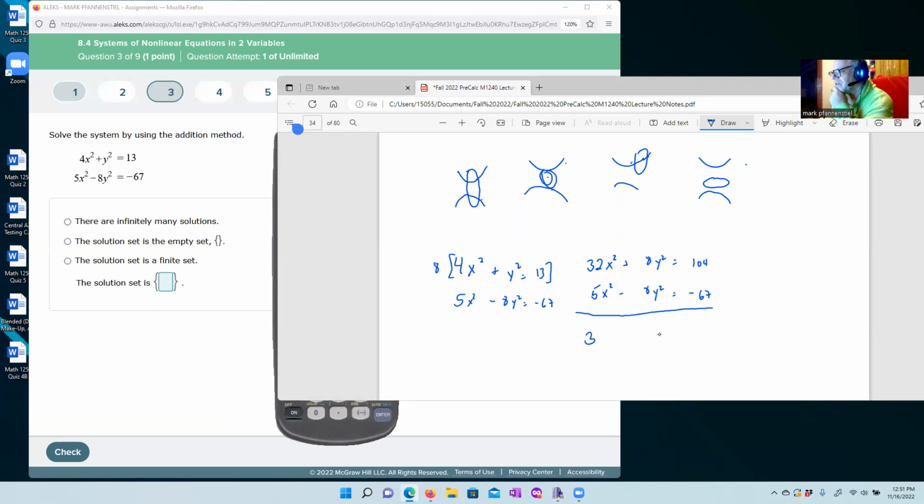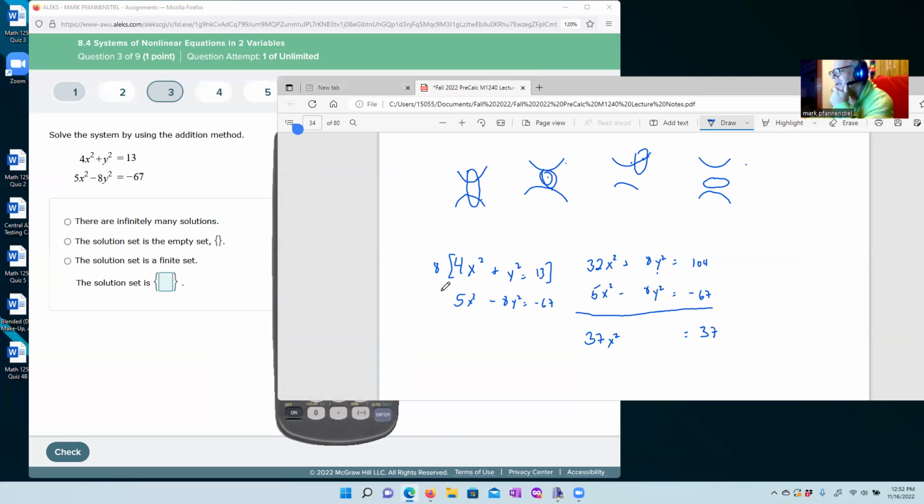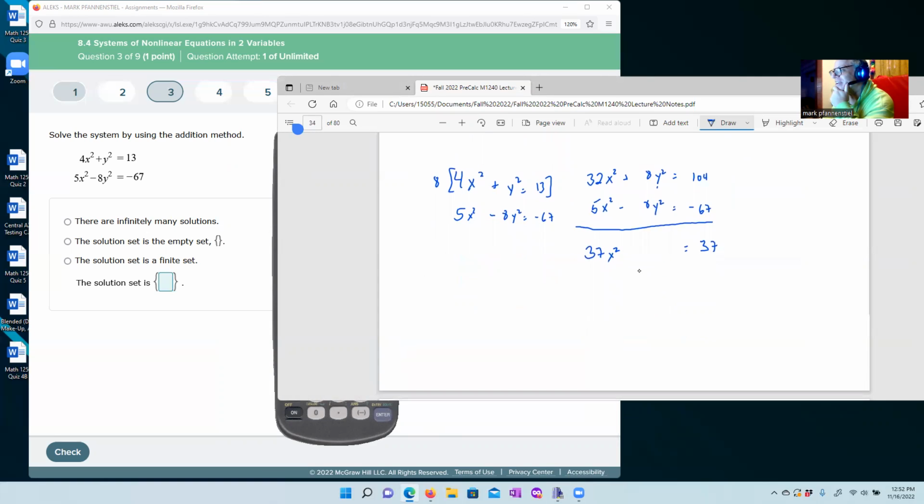Okay, add these two together. 32 plus 5 is 37 x squared. 8 minus 8 is 0. And then we have 104 minus 67. It's going to be 37. Let me double check this. 104 minus 67, we got 37. What do you know, 37. What a coincidence. It's not guaranteed that it's going to do this. Textbook problems tend to work out like this, but that's not a guarantee. So we end up with x squared equals 1, and we can confidently say that x is equal to plus or minus 1.